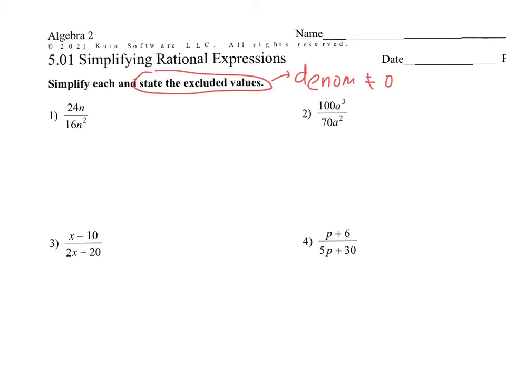So if I do number 1 here, I'm just going to take that denominator, which is 16n squared, and I'm going to say that cannot equal 0. And now I need to solve it. So I'm going to divide by 16. So n squared cannot equal 0. That's what that equal sign crossed off means, it cannot equal. And if we square root both sides, it would just be n cannot equal 0. Okay, so that's that.